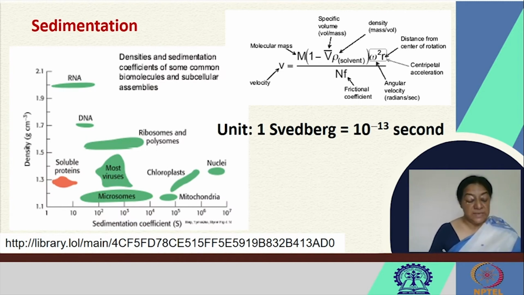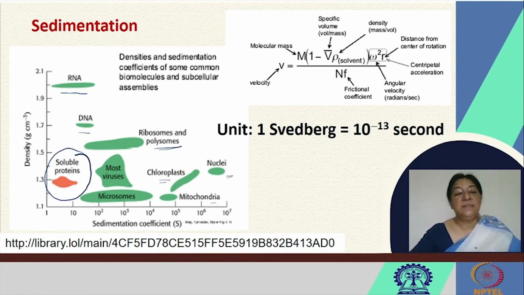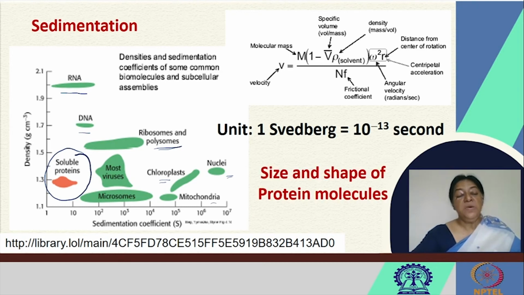In the densities and the sedimentation coefficients of some common biomolecules that are given here, we see that we have soluble proteins around this region, giving us a low density and a relatively low sedimentation coefficient. We have RNA, DNA, and larger and larger organelles: chloroplasts, nuclei, mitochondria, all in this specific graph that gives us the densities and the sedimentation coefficients of common biomolecules and subcellular assemblies. From here, we get an indication of the size and the shape of the protein molecules.